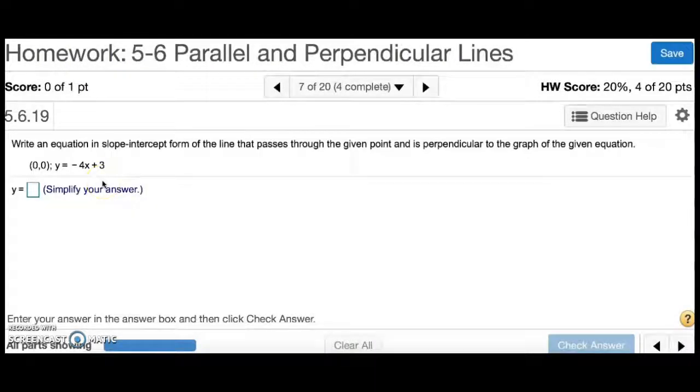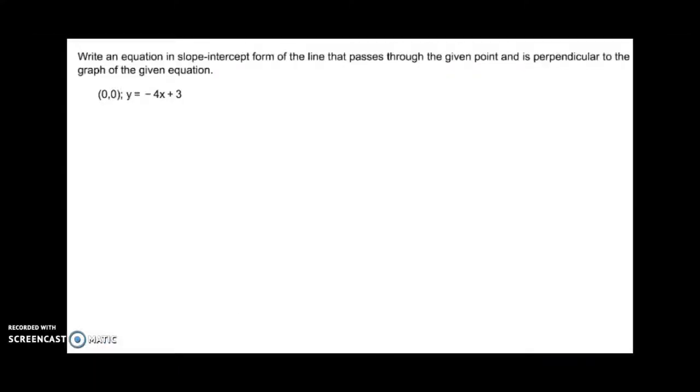Number 7. Write an equation in slope-intercept form of the line that passes through the given point and is perpendicular to the graph of the given equation. Now the first thing we need to do is find the slope. The slopes of perpendicular lines are opposite reciprocals, meaning flipped upside down and opposite signs. So the original slope is -4. Flip it upside down, you'll get -1/4. Change the sign to positive, you'll have +1/4 as the new slope.